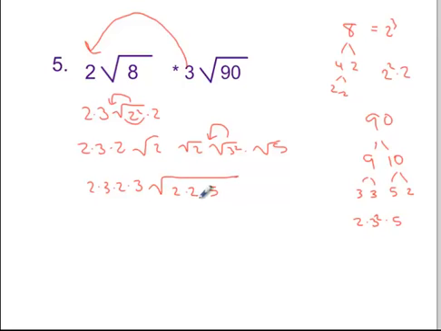And now we multiply these things together, and we'll be done. 3 times 3 is 9, 2 times 2 is 4, 9 times 4, 36, and here we have 10 times 2, 20. 36 radical 20.